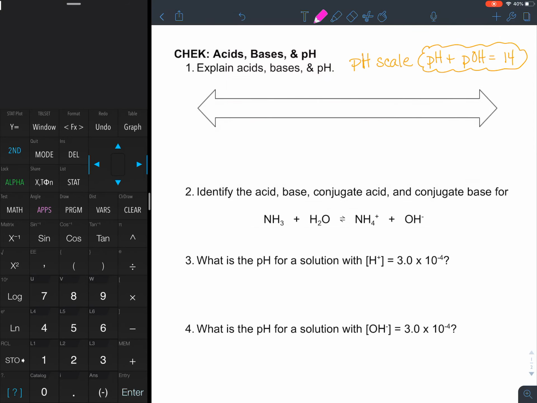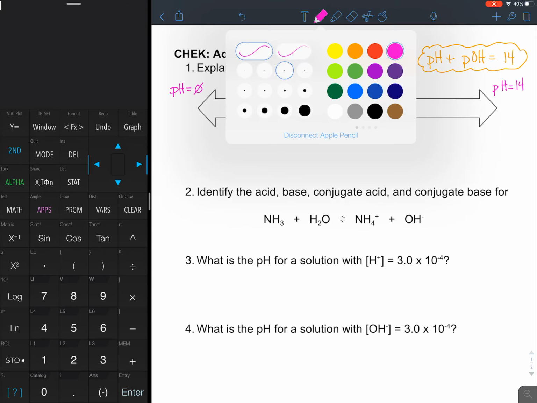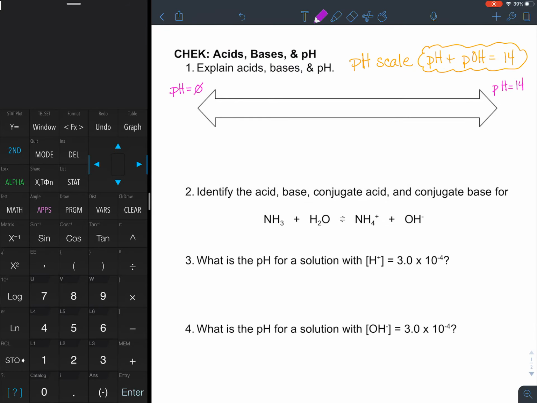When we look at the far left of the scale, we're going to say that pH equals 0 down here, and on the other end, pH equals 14. Right in the middle, we're going to have 7, and our 7 is neutral. At that point, the concentration of H plus is equal to the concentration of OH minus.